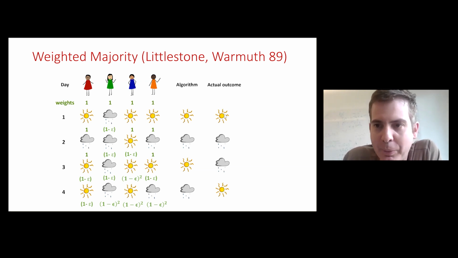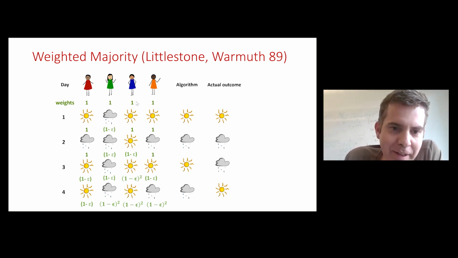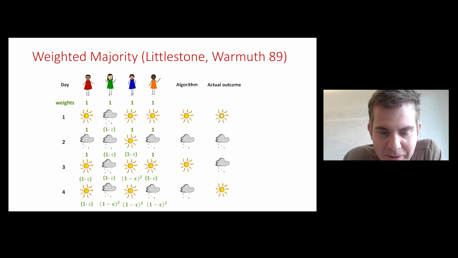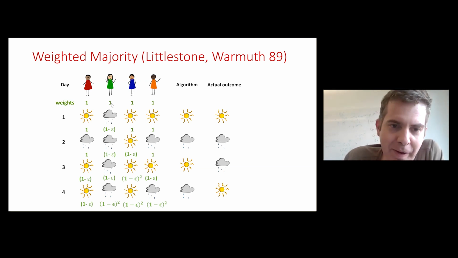And then there's some actual outcome. And I look at the experts that got the actual outcome wrong. I see the second expert said it was going to be Rainy, but actually it was Sunny. So I downweight their importance. Instead of having a weight 1 going on to the next day, the weight is now 1 minus epsilon, for some positive epsilon. And the other 3 experts got it right, so their weight remains 1.